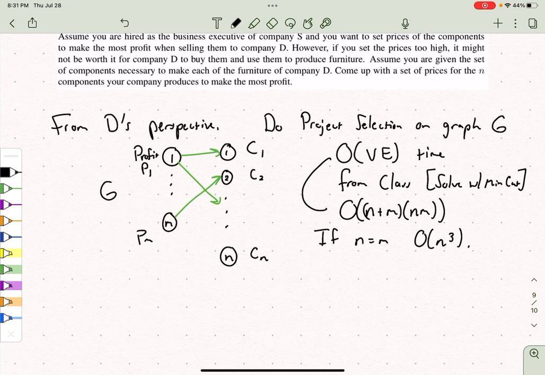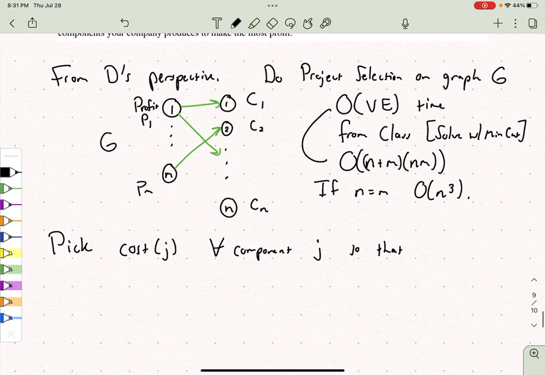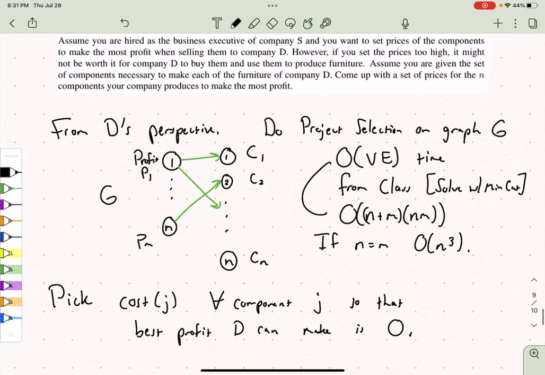So basically, you're going to pick the cost of J for each component J so that the best profit D can make is barely above 0. So we'll just say it's exactly 0 to make it simple. So if they profit a total of 0, we'll assume they still buy the stuff.